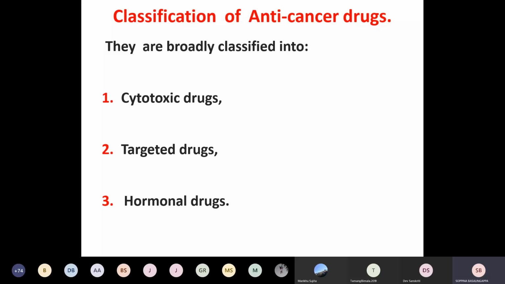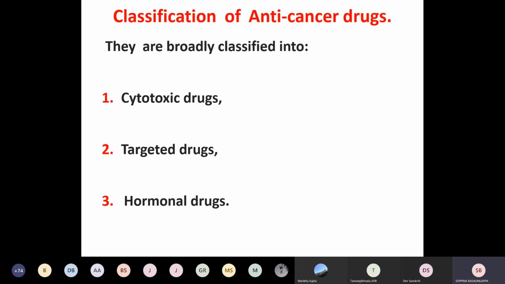Second group of drugs, targeted drugs. Yesterday we have learned that in recent innovations, they are identifying the targets, anti-tumor targets, etc. So the drugs act on specific targets so that the cancer cells will not progress.